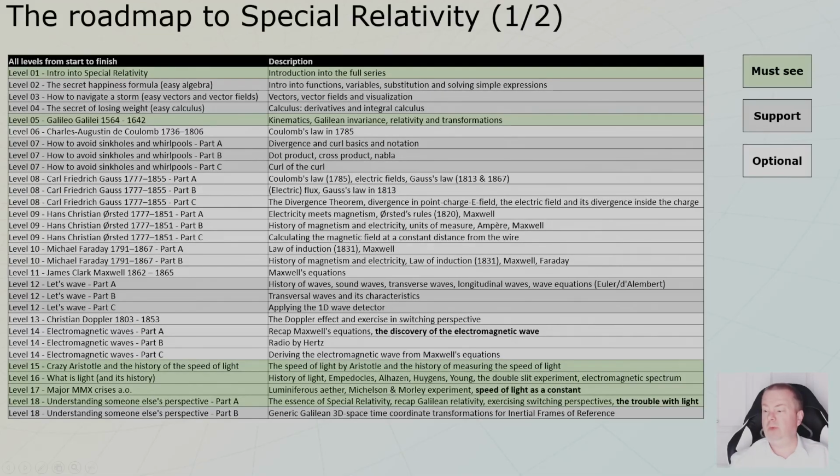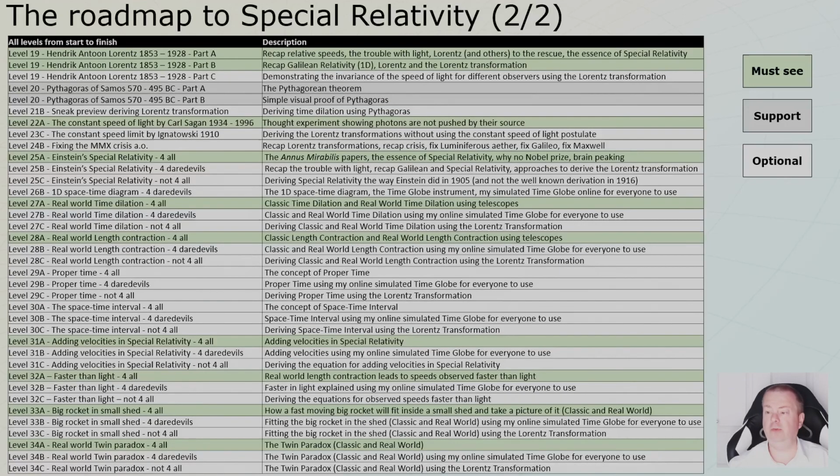Here I want to point out that I made many different levels all the way from the ground up. You can pause the video and see if there's something you like. The green ones I would say are must-sees, supporting levels and optional levels. And if you scroll down all the way to level 31, we are now at 31B. And if you are a diehard, you can go to the C level, where we will actually derive the equation of that velocity going head to head.